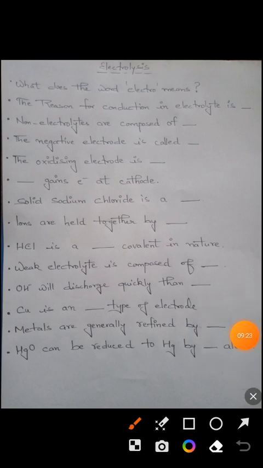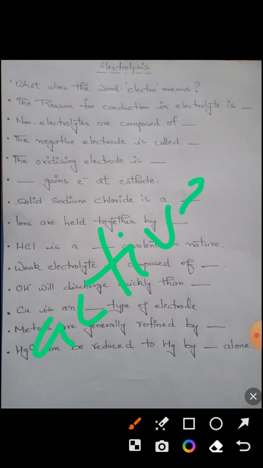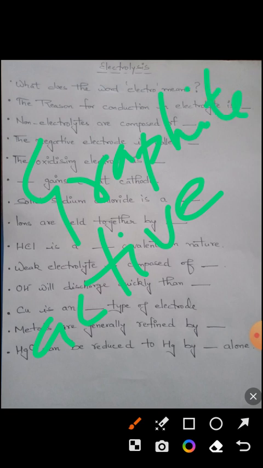Next question is: Cu is a dash type of electrode. You know that electrodes are of two types: active electrode and inert electrode. Like graphite is an inert electrode, but here we are talking about a copper electrode. So here the answer will be copper is an active electrode. But if you talk about an electrode like graphite, remember that graphite comes under inert electrode.